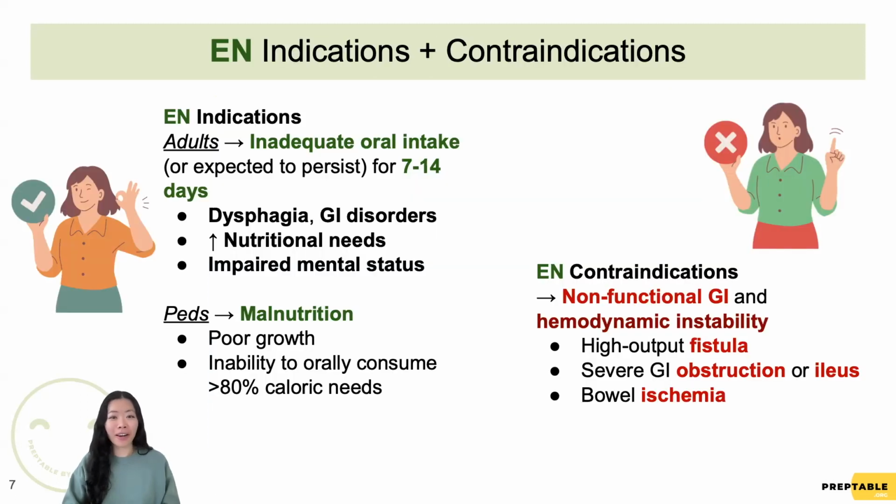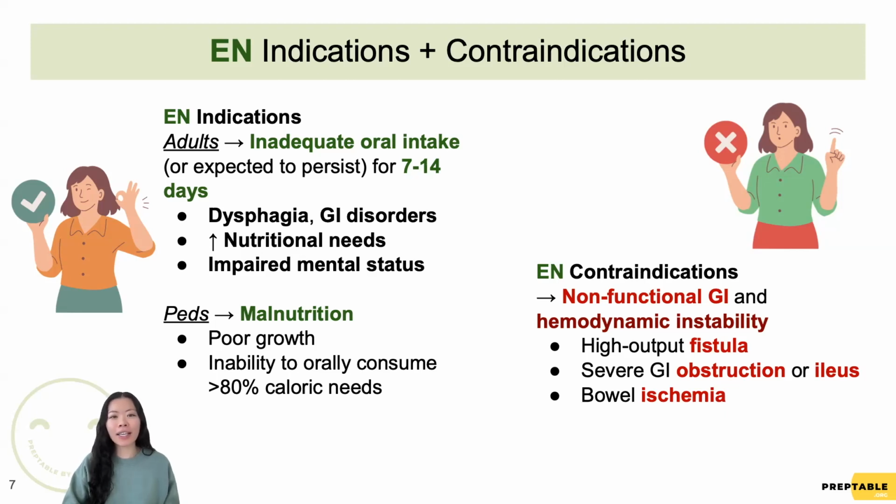Now that you are more familiar with enteral nutrition, let's talk about its indications and contraindications. For adults, if you have inadequate oral intake for 7 to 14 days, EN is needed. This prolonged inadequate intake can be caused by many reasons, such as dysphagia, GI disorders preventing adequate nutrition absorption, increased nutritional needs in certain medical conditions, such as burns, trauma, surgery, or cancer. And lastly, impaired mental status or consciousness.